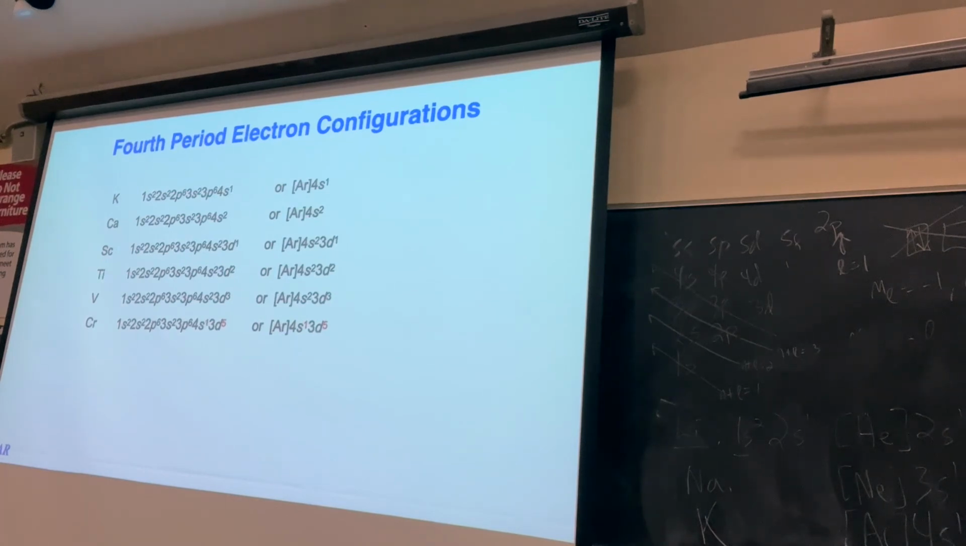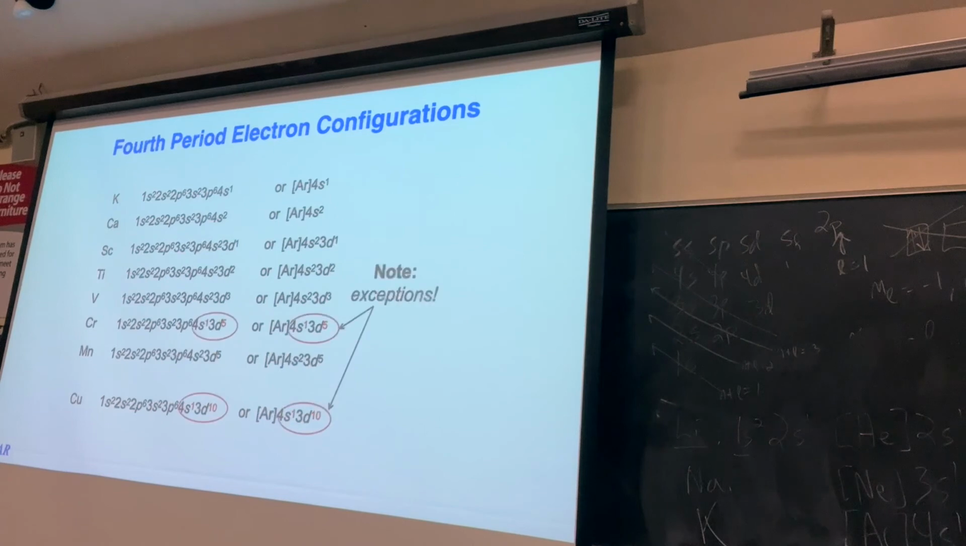Questions on that? Okay, so real quickly, copper is another exception. Notice how for copper, you would expect 4s2, 3d9, but it's 4s1, 3d10. It gets kind of crazy, so these exceptions pop up. Chromium and copper are the first ones, but there are several other ones, like rhodium, and I think palladium is another one.